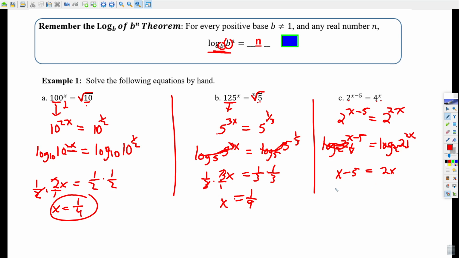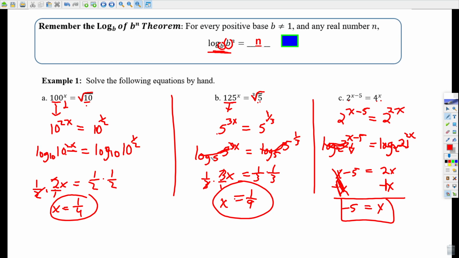We're going to move the x over by subtracting it. So x minus x goes away. We get negative 5 equals 2x minus 1x. Think about it as like this, minus 1x. And 2 minus 1 is 1, so you just get x by itself, and that's our answer. And I forgot to circle this one back here. So hopefully that wasn't too bad.